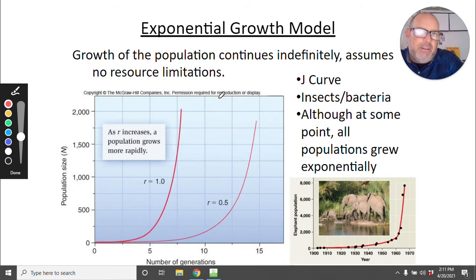Insects do this every year. Mosquitoes, right? They ramp up really, really high, and then first frost comes and they drop. And then next year, same thing. So repetitive J curves for things like insects and bacteria.